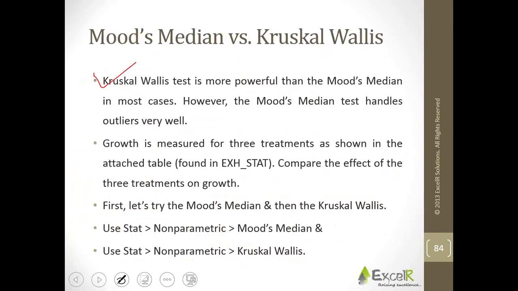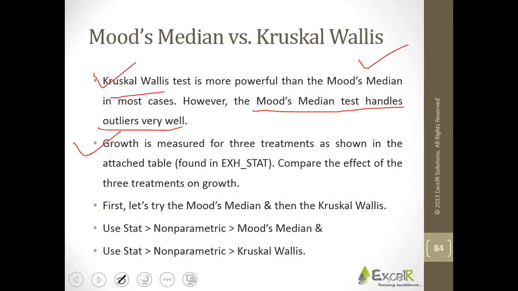Kruskal-Wallis test is more powerful than Mood's median in most cases, that's true. However, Mood's median test handles outliers very well. If at all there is any outlier, then probably Mood's median would be the best bet. Otherwise, you can still go with Kruskal-Wallis.